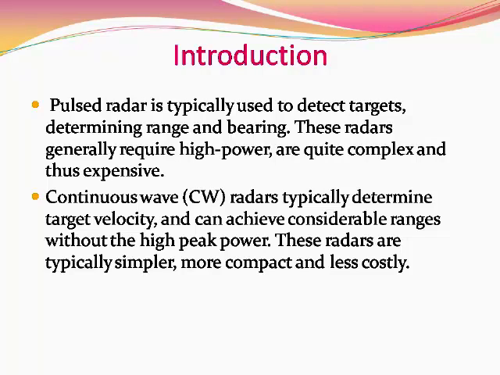So here let us see the basic difference. A pulsed radar is typically used to detect targets, determine the range and bearing, or in other words azimuth of the target. These radars are generally having quite high power. They are quite complex and also expensive. Whereas the one which we are going to discuss, that is the continuous wave radars, typically determine target velocity and can achieve considerable ranges without high peak power. So here you can see the point of interest will be velocity first, whereas in the case of pulsed radar, the main interest will be on the range. Here in CW radar, low power transmission is sufficient to get the details, and hence they are less costly.